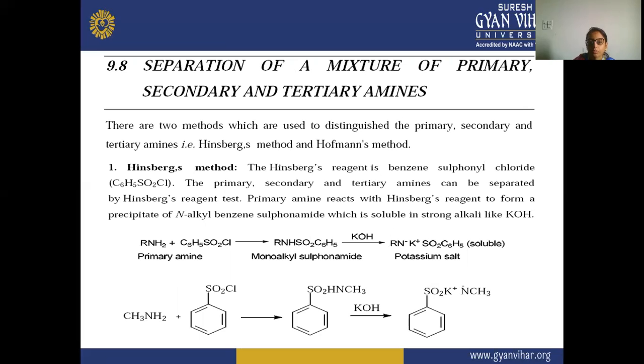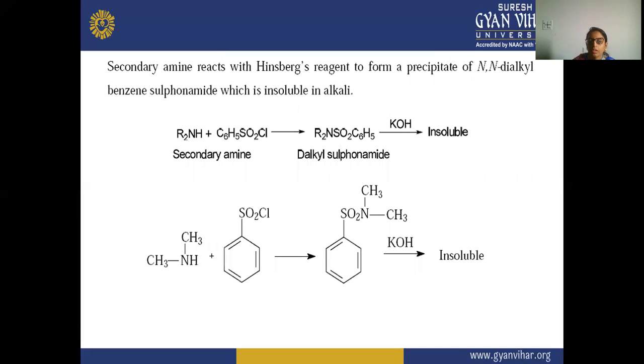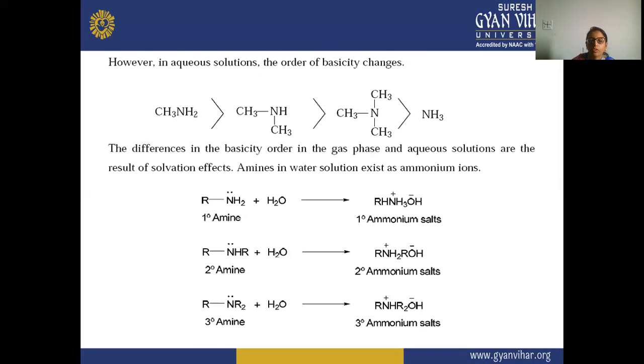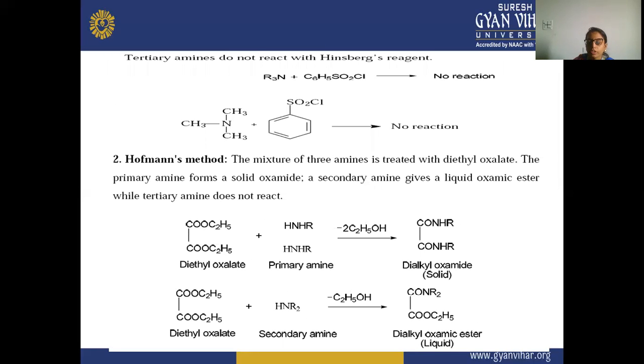Firstly, in case of the primary amine in this Hinsberg method, they are forming a soluble salt when they are treated with this strong alkali. Then the secondary amines, when they are reacting with this Hinsberg reagent, are forming a dialkyl sulfonamide, which is insoluble. And in case of tertiary amines, they are not reacting with the Hinsberg reagent, so they are forming no reaction.